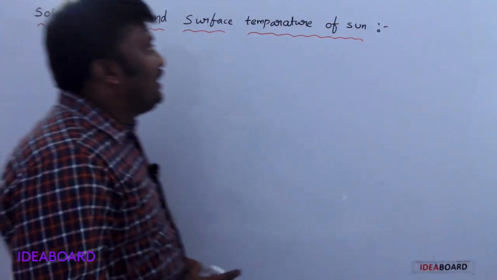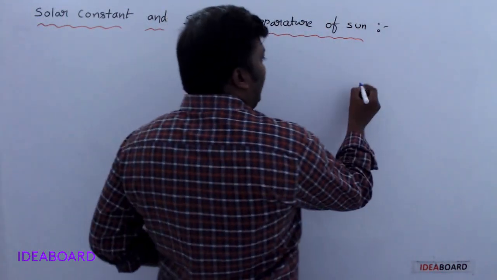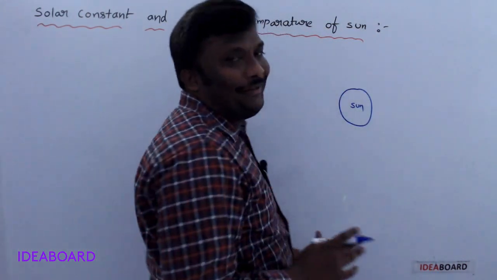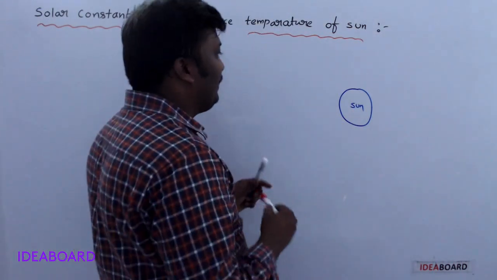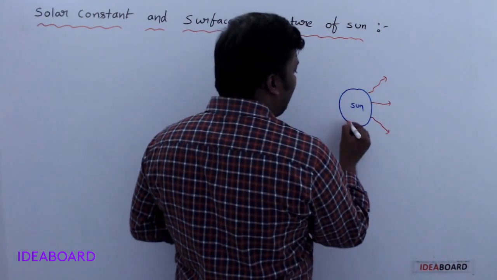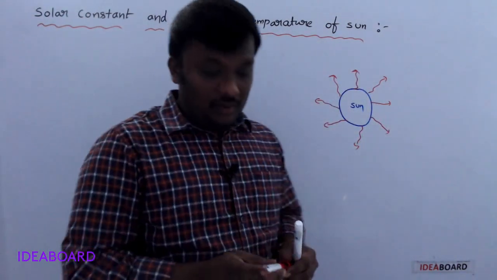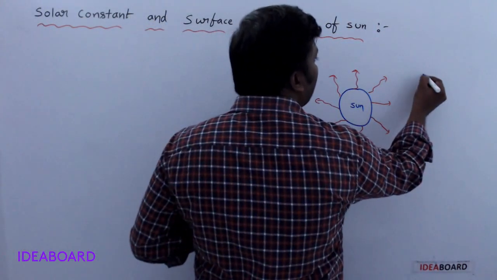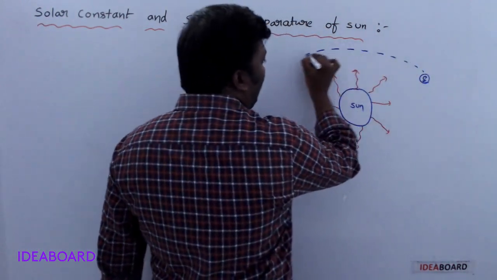Now, solar constant and surface temperature of the sun. For that, let us consider the sun. We know that from the sun, radiations are always emitted in all directions. We know this. And around the sun, the Earth is revolving.